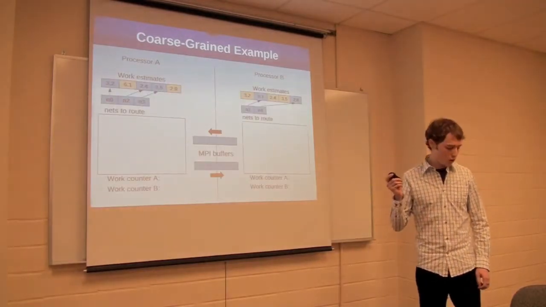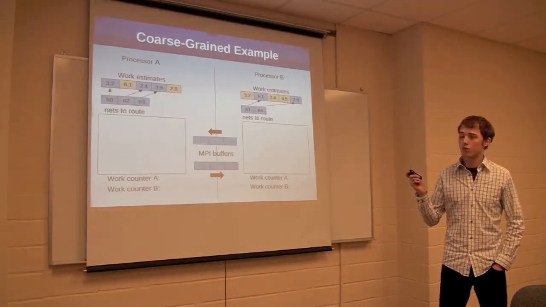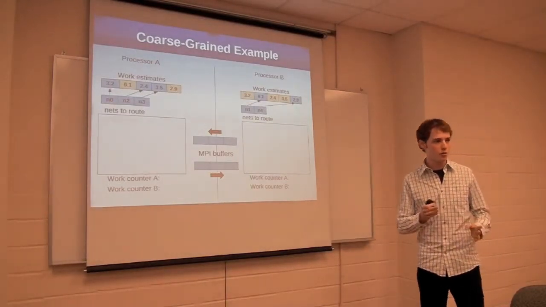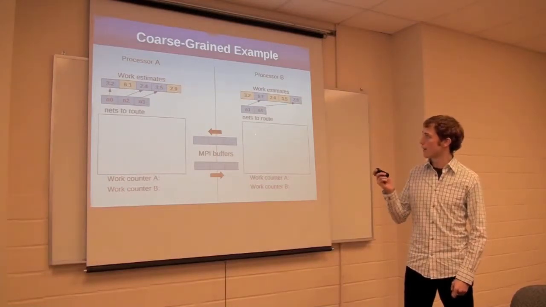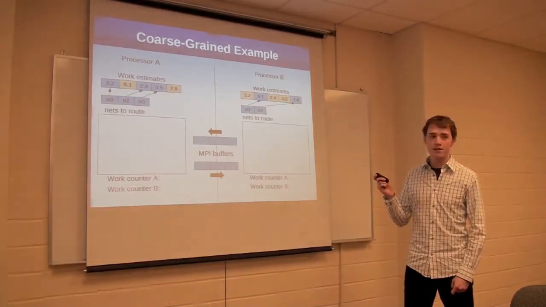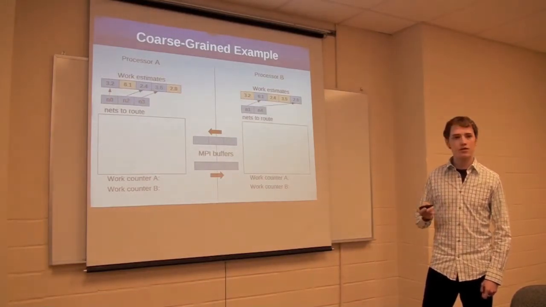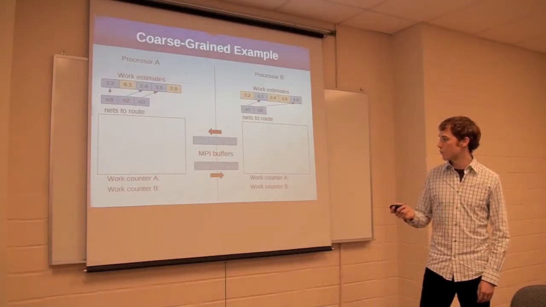Okay, so we have here the work estimates that are replicated on the different processors because it is distributed memory, so they each have a copy of the work estimate. We have 2 processors running, and each one has a set of nets that it's been assigned to route. We have some MPI buffers to send and receive messages between the 2 processors, and we have some work counters.